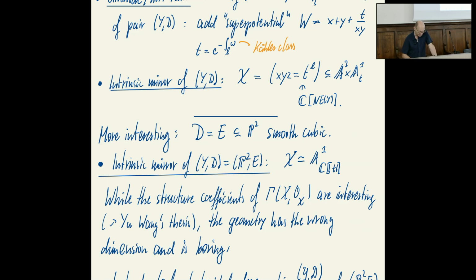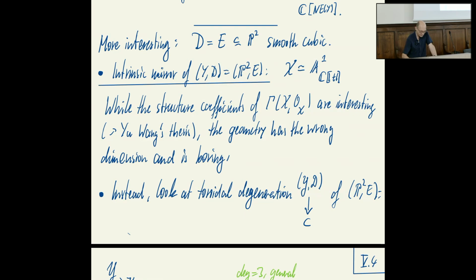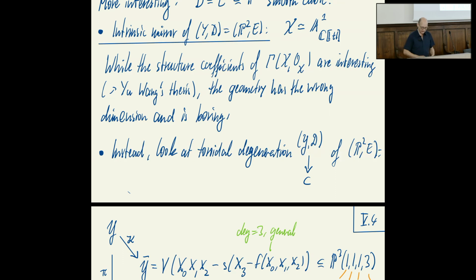But still, the geometry of the wrong dimension is a little boring, so that's not what I want to discuss. Instead, I want to look at exactly the situation I was mentioning. I put this in a degeneration. So I take a family with general fiber a pair P2 and a smooth cubic, and then it degenerates to something so that the total space has a zero-dimensional orbit, a zero-dimensional stratum.